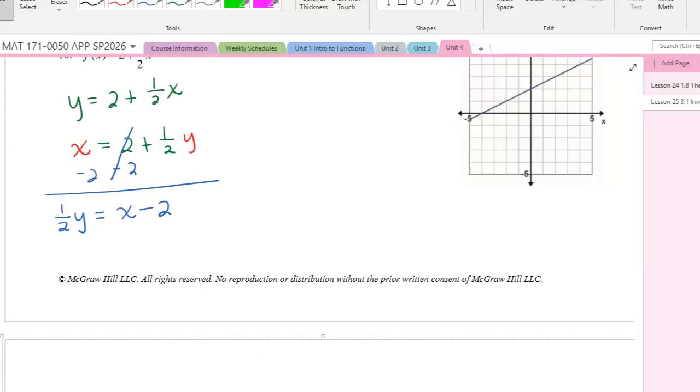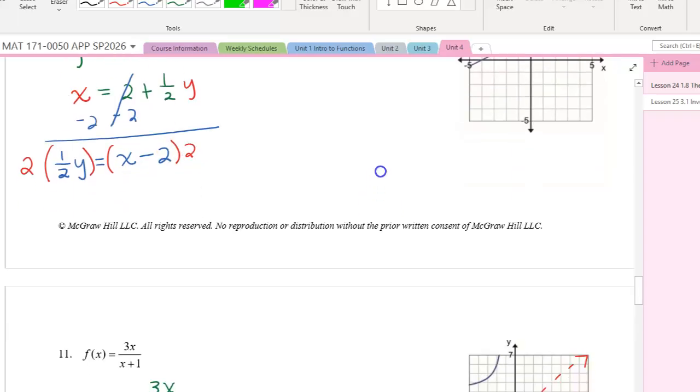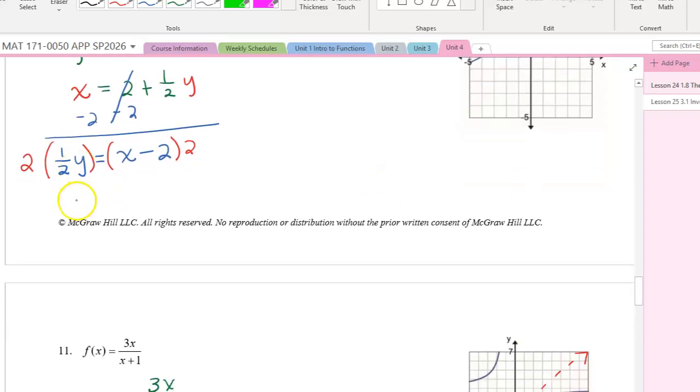Now I need to solve for y, so I need to get rid of this 1/2. So I'm going to multiply both sides by 2. 2 times 1/2 y is just equal to y. But I have to multiply this entire side by 2, which means I need to distribute that 2 to both terms. That's going to give me 2x minus 4.